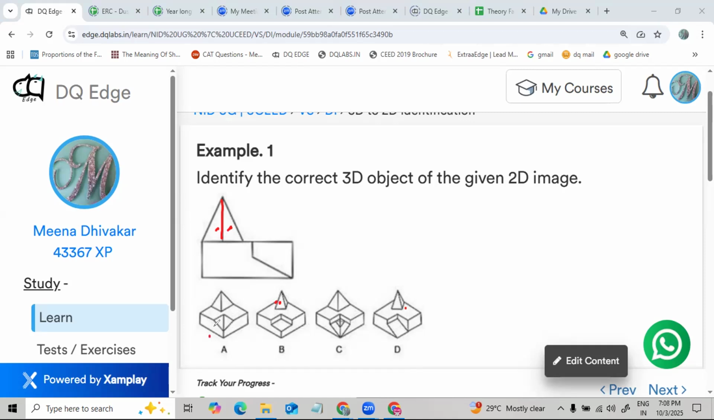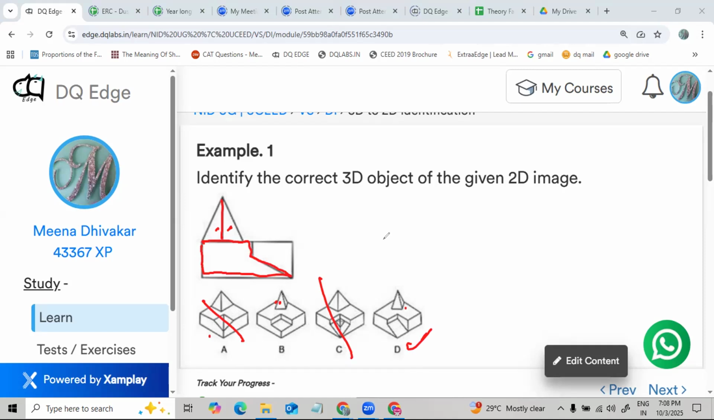In A, it's only one face. In C, it's only one face. These two are ruled out. Between B and D, I need to come to a conclusion. Just see the shape. It is obviously D, not other option.